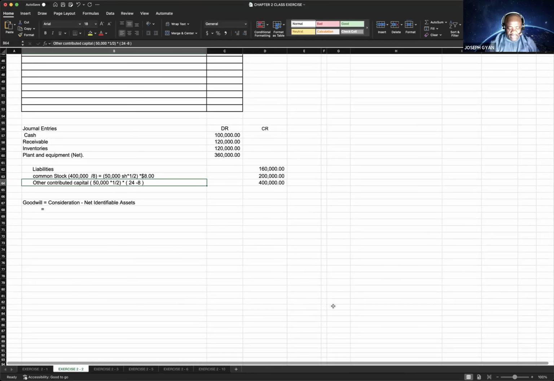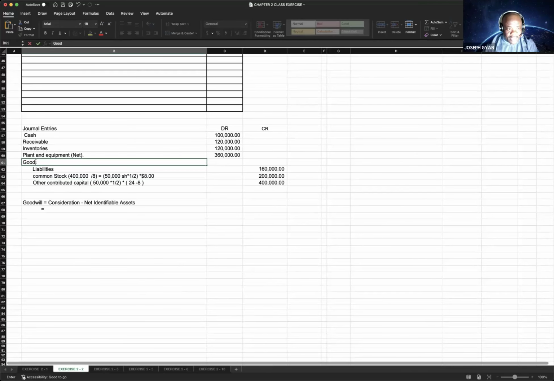So can somebody add it for me? Let's see the debit side and then the credit side. The debit side is 700,000, and the credit side is 760,000. So there's a goodwill, right? The credit is more than the debit. Goodwill is always a difference between your debit and credit.